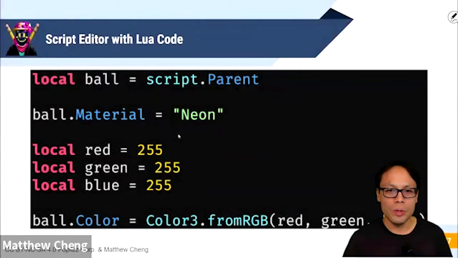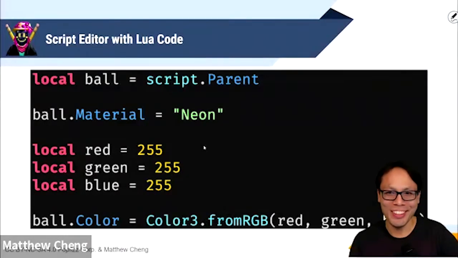So just to show you an example of what the code looks like, this is a very simple script here. This script is the equivalent of, let's say, dragging a part from Roblox Studio into your environment. This script will actually create a ball. And again, I'm setting its properties here. So I've got neon, I've got red, green, blue, and then I've got it setting the color of our ball to 255, 255, 255, which some of you will know.